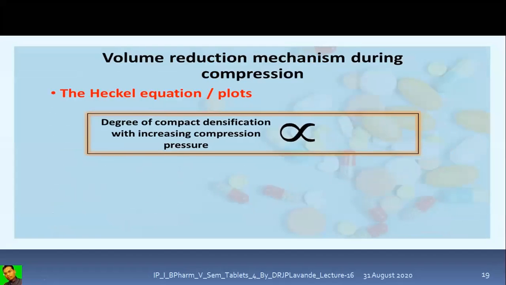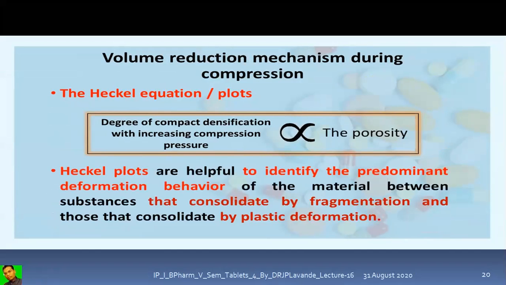Okay, so volume reduction and the mechanism during the process of compression: how the volume reduction will occur and how the process of compression will occur. The Heckel equation gives this. So what does the Heckel equation explain? It explains the degree of compact densification with increasing compression pressure. Yes, right. As we go on increasing the pressure, there is a reduction in the volume, or there is a compaction process occurring, and this is directly proportional to the porosity.